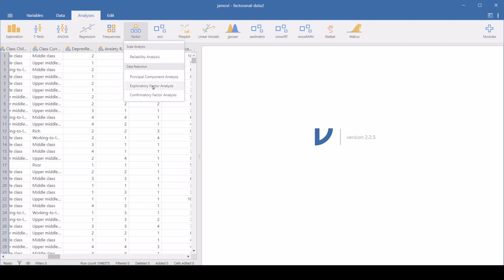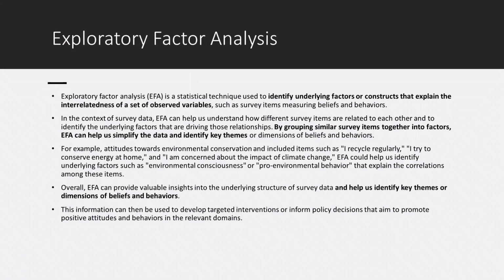We'll do an exploratory first, and let me explain what that is. An exploratory factor analysis helps us identify underlying factors or constructs that explain the interrelatedness of the set of variables. And it allows us to have a way to group similar survey items together into factors so we can simplify the data and identify key themes.